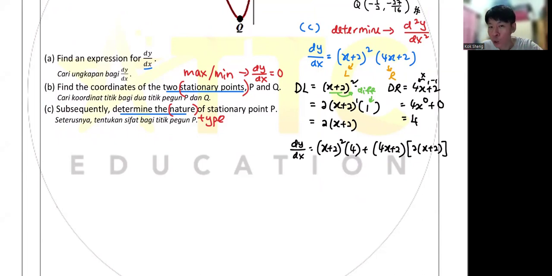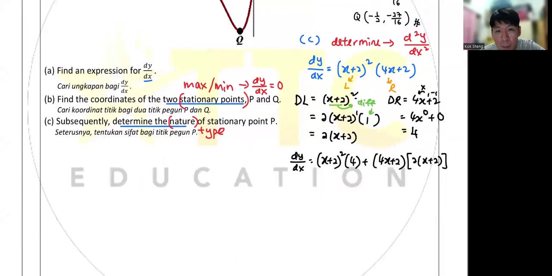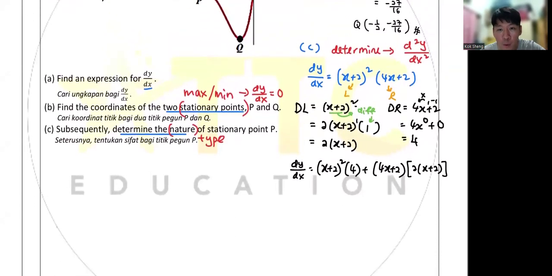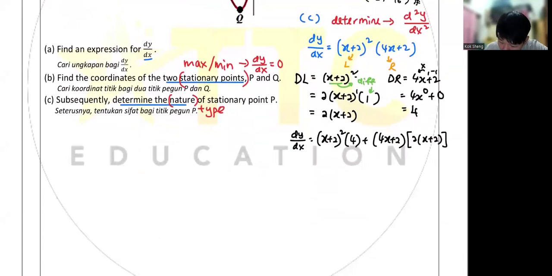Okay. We're supposed to do the simplification, correct? Suppose, but because we have to sub in the point P to determine the type of the point here, we can just stop here, and then stop here. And now we can sub in the point P. Where's the point P already? Yeah, negative 2, 0. Yeah, we can sub in the point P here.